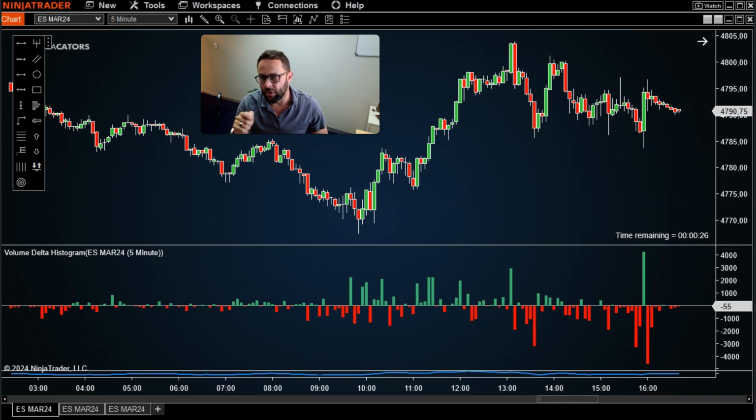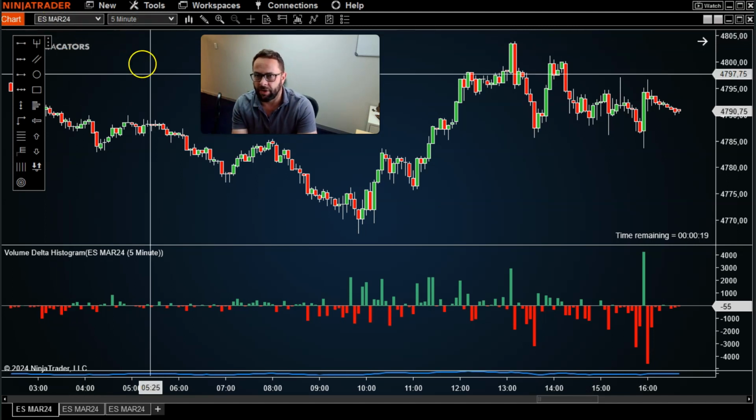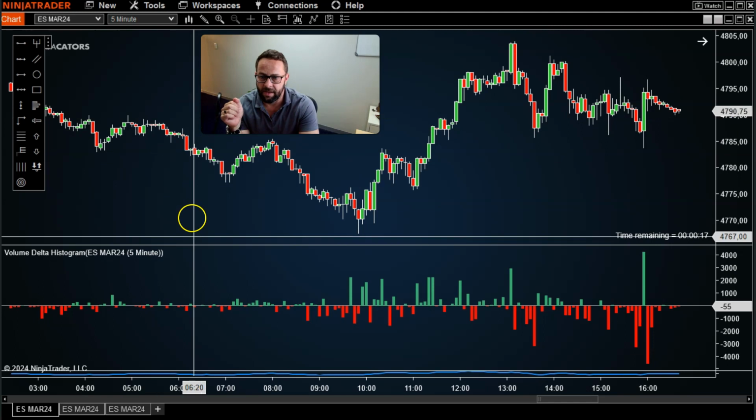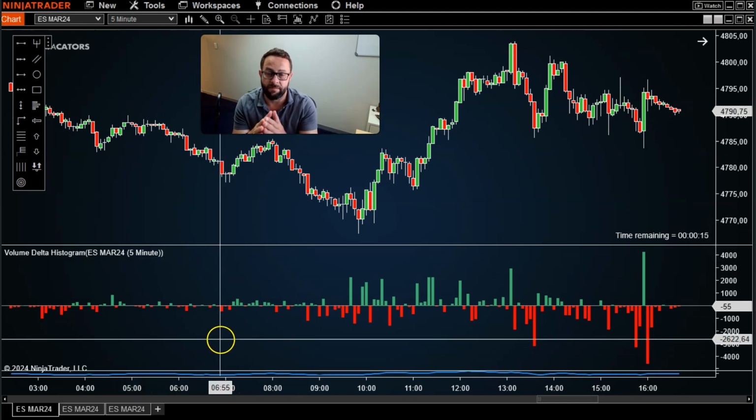Here's how to use the volume delta indicator to boost your trading game in the ES futures market. First off, I've got the ES loaded on a 5-minute time frame here. And on the bottom panel, I've got one of my favorite trading indicators called the volume delta histogram.